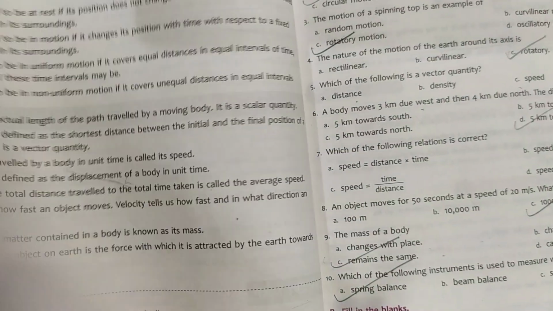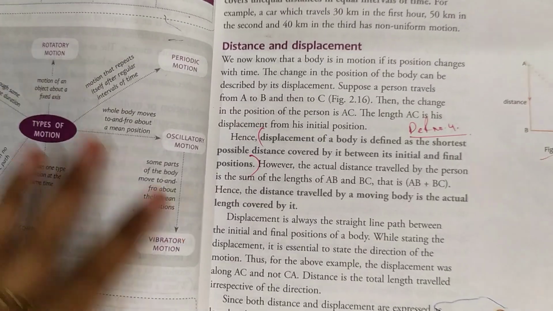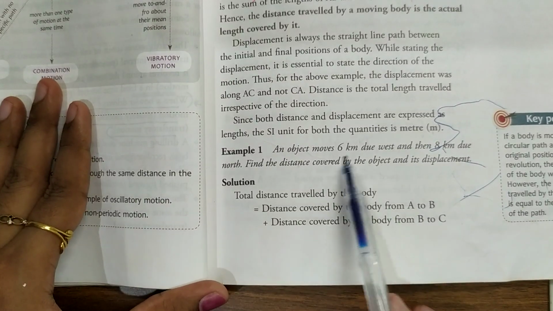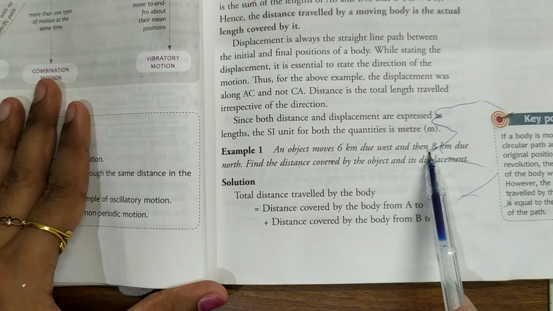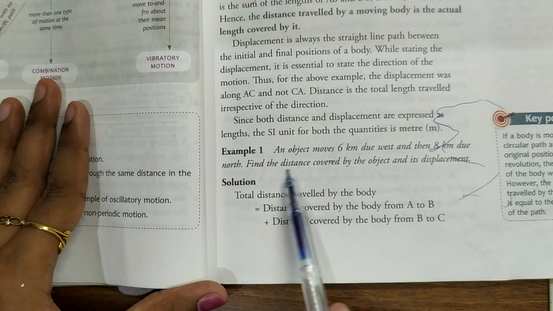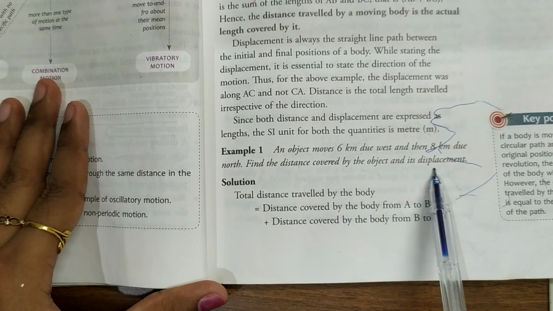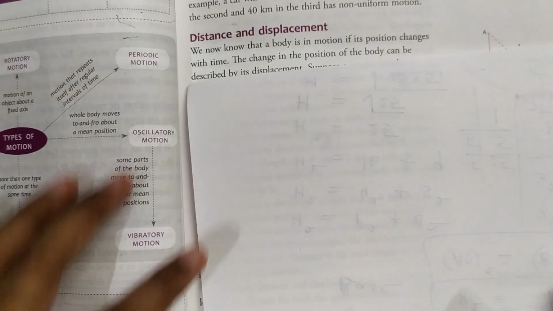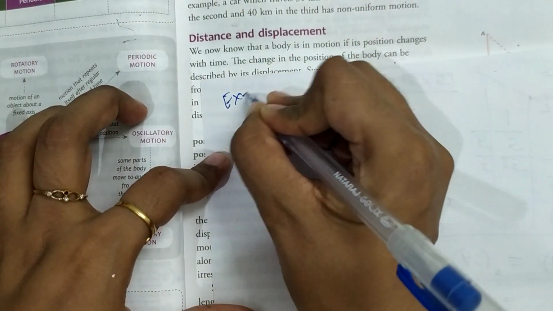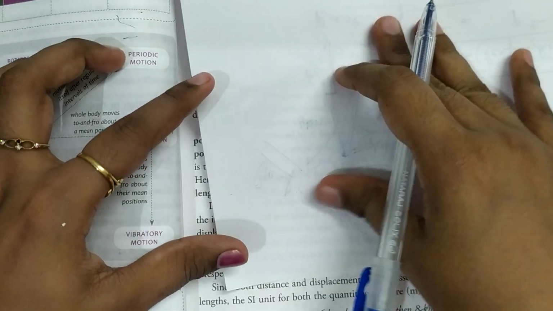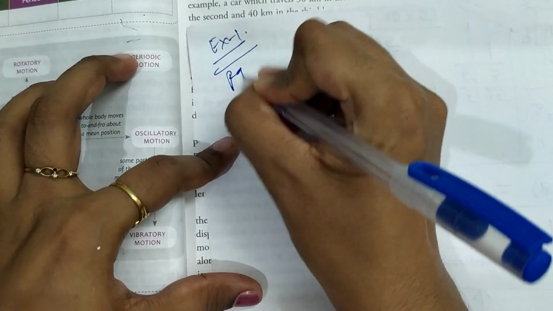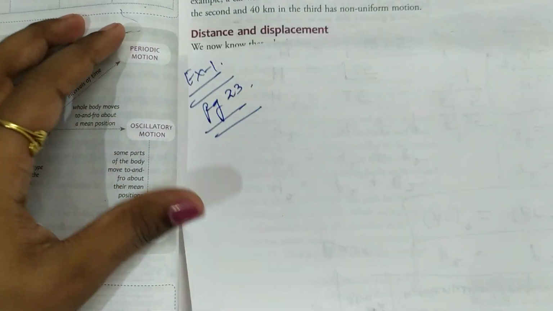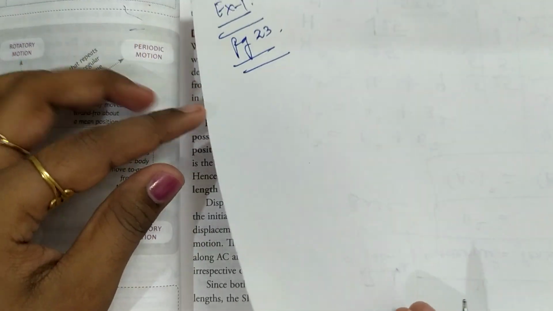Now this was your Pythagoras theorem. Now one question is given in your example 1 also. You can see an object moves 6 kilometer due west and 8 kilometer due north. Find the distance covered by the object and its displacement. Now object is moving. Again, this question, example 1, children, I have already explained you. Okay, example 1 given on page 23. This question I have already explained you, but again I am explaining you so that your concept is clear.